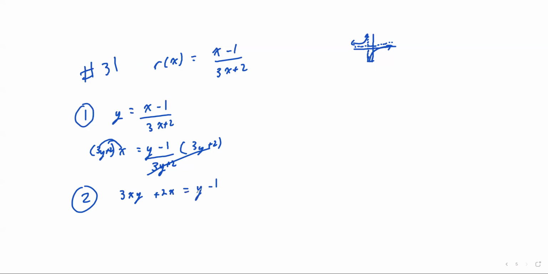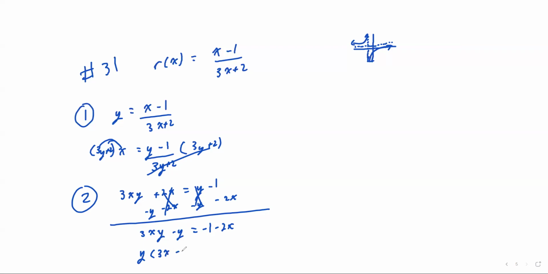Once you have it in this form, you want to move all the y's to one side and all the non-y's to the other. So I'm going to subtract y, subtract y, subtract 2x, subtract 2x. All right, so this now becomes 3xy minus y. That will go away, that will go away, and then this becomes -1 minus 2x. You could write -2x minus 1 if you would like. That part doesn't matter. Now, once it's in this form, you're going to factor out a y. And when you do that, you now get y times 3x minus 1 equals -1 minus 2x.